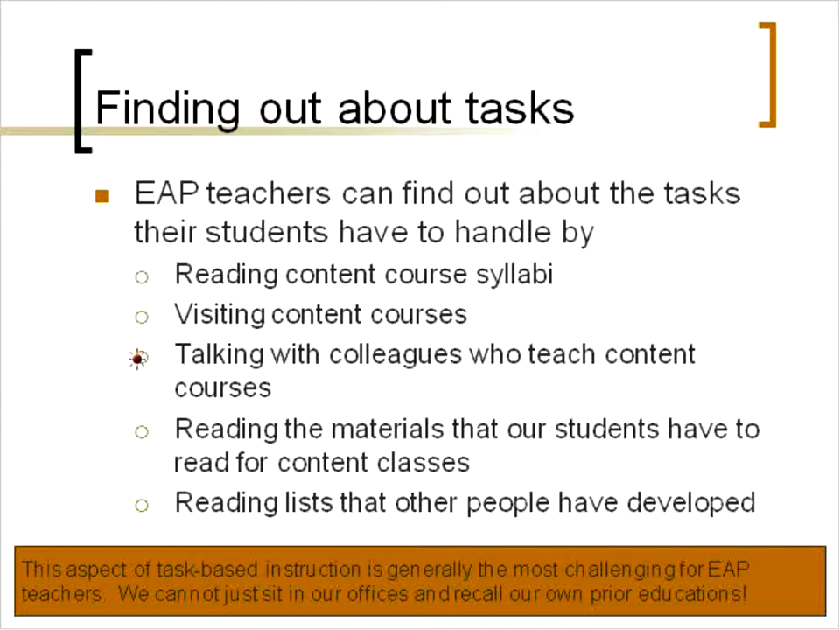Talking with your colleagues who teach content courses to find out what kinds of things they're requiring students to do, and maybe the kinds of things students are having trouble doing. Reading the materials that our students have to read for the content classes, read their textbooks, read the course syllabus, read handouts. Just start to look at those things to find out what's going on in those classes. And you can also see that there are other people who have talked about academic tasks. Take a look at lists that other people have developed.